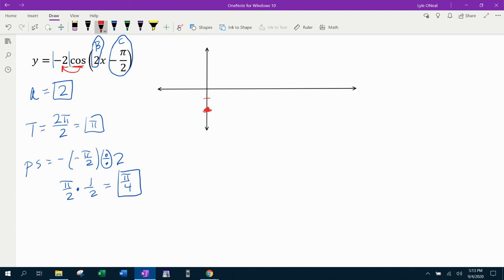So we're going to go down to -2 and put a dot. And that is the worst dot I've ever drawn, I think. There we go. Put a dot. There we go. Starting point.